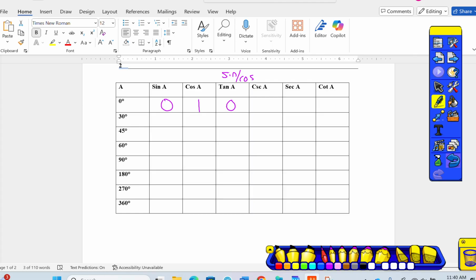Okay, 30 degrees. We know sine is 1/2, and we know cosine is √3 over 2. From our quiz, we know that if we divide those, we get √3 over 3. For 45, it's √2 over 2, √2 over 2, and if we divide those, we get 1. For 60, it's √3 over 2, 1/2. If we divide those, we get √3.